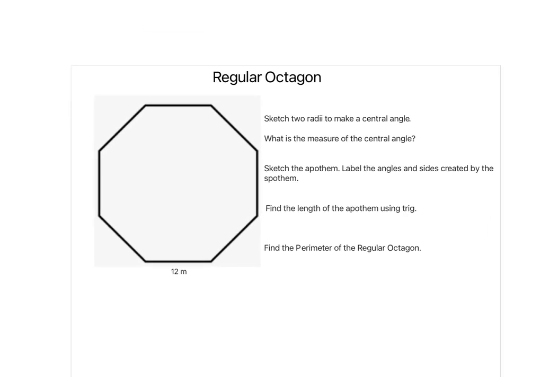Okay, how about pause the video, and I would like you to fill out this information just like we did for the hexagon and pentagon. Find the central angle, apothem, length of the apothem, and the perimeter for this octagon, remembering that an octagon has 8 sides. So just pause the video, take a minute to try to figure it out, and then turn the video back on.